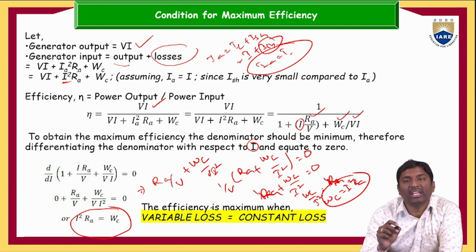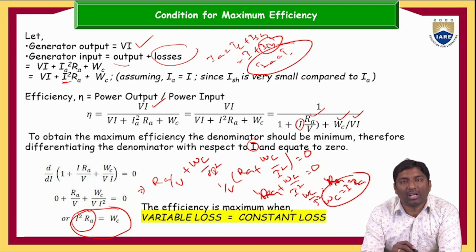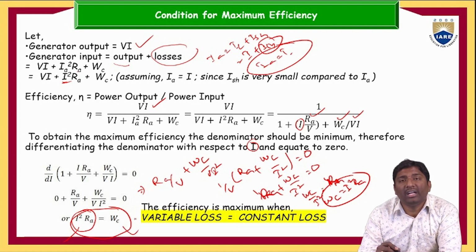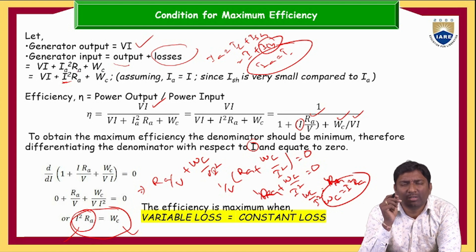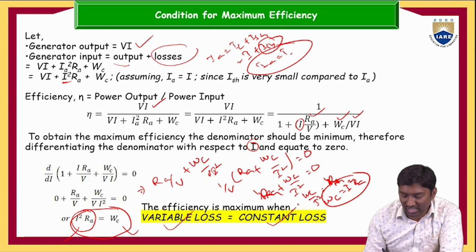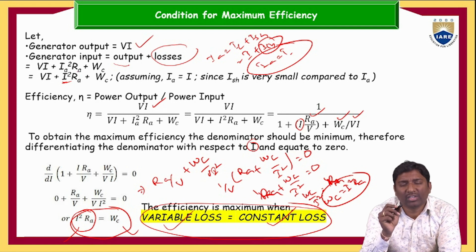Therefore, the efficiency is maximum when I square Ra, which is nothing but the copper losses or variable losses, equals Wc, the constant losses. That means the condition for maximum efficiency of the DC machine is that the variable losses are equal to the constant losses. At this condition we get the maximum efficiency of the DC machine, in the case of the DC generator as well as the DC motor.